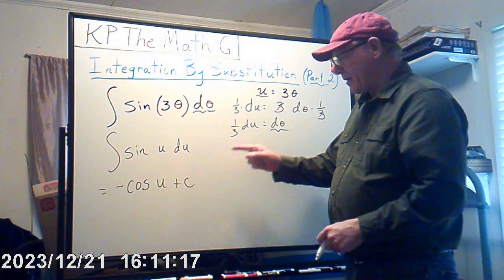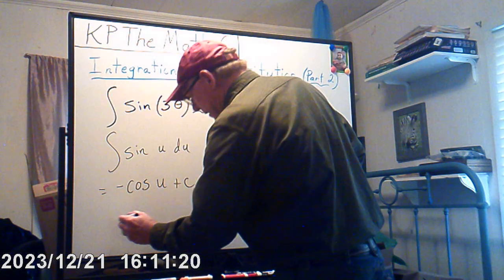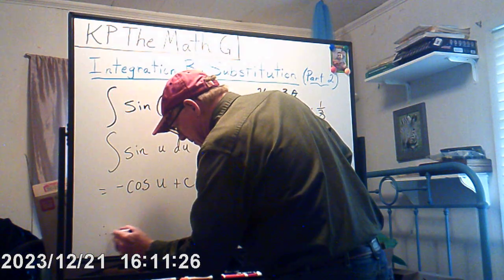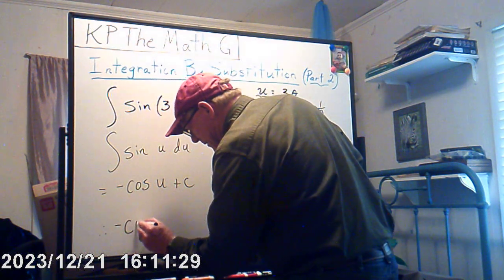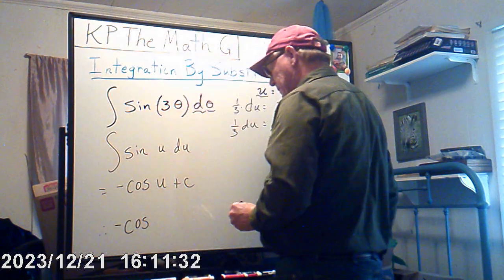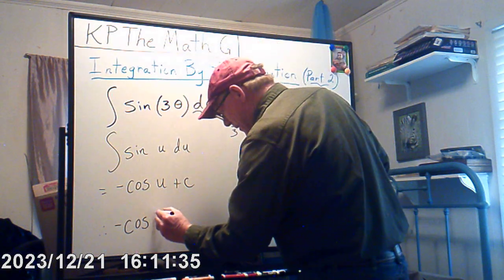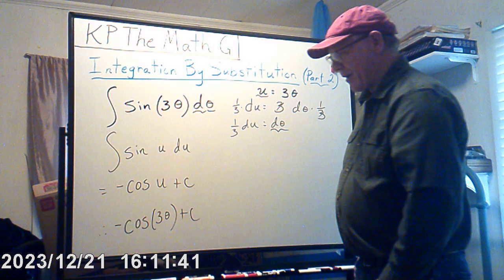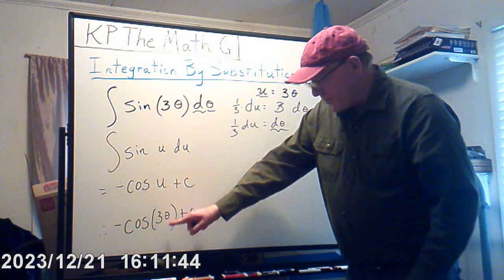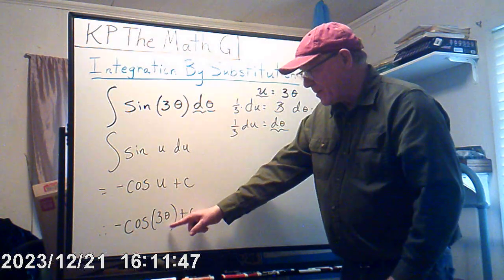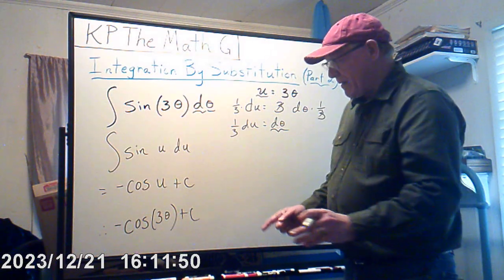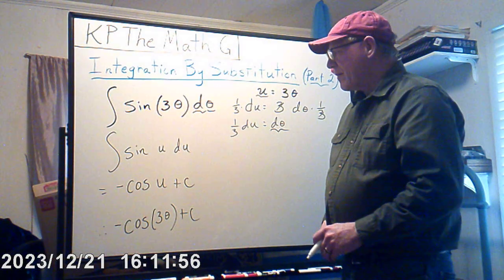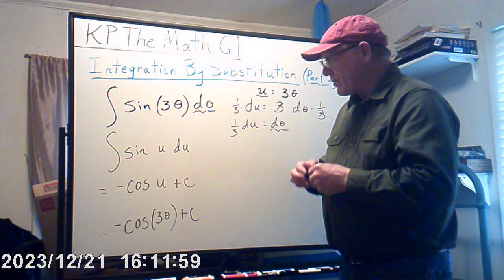But now we're not done, because u is 3 theta, so therefore this is negative cosine of 3 theta. Now that's it. We just substituted 3 theta back into u. We want it back in terms of theta. Temporarily, we are putting it in terms of u. So that's that problem there.